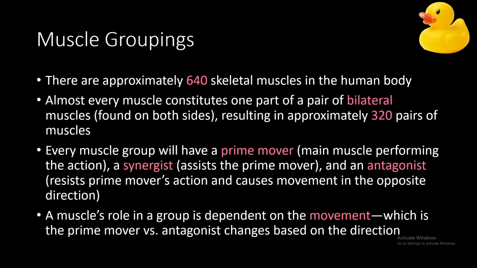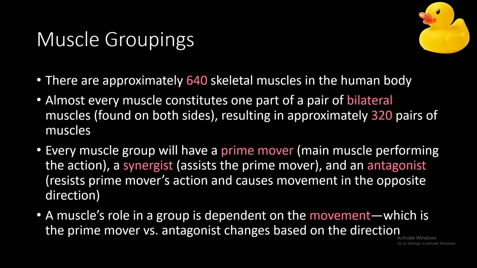There are approximately 640 skeletal muscles in the human body, which you should have seen in the crash course video that you already watched. Almost every muscle is going to constitute one part of a pair of bilateral muscles, meaning that they're found on both sides of a bone or of a joint. And that's going to result in approximately 320 pairs of muscles.